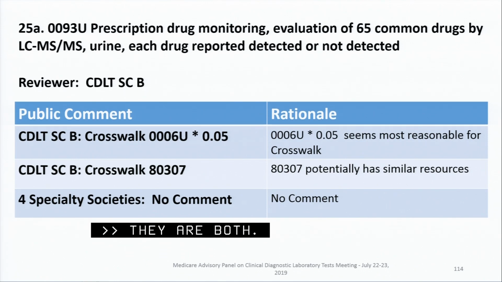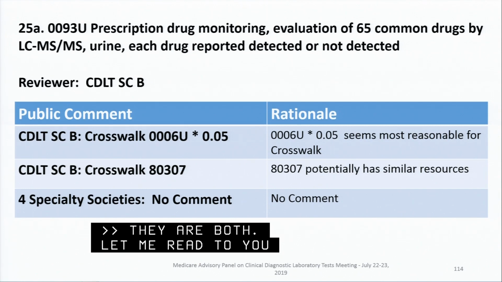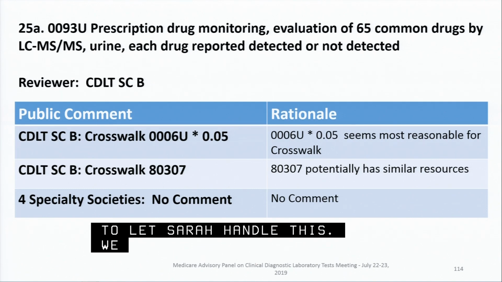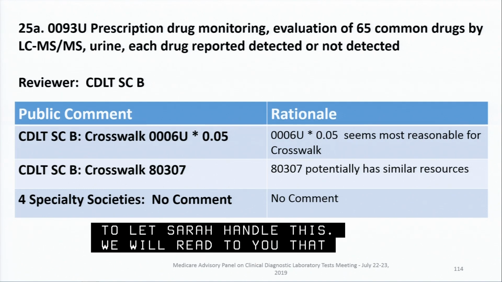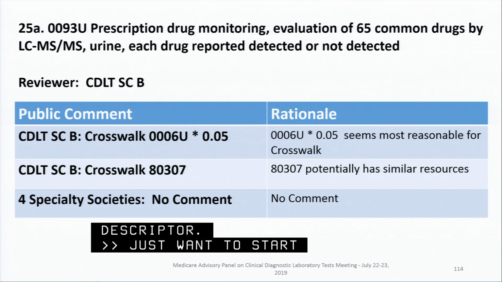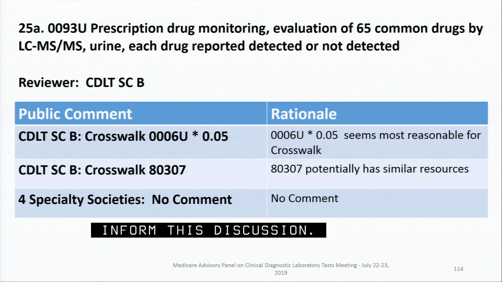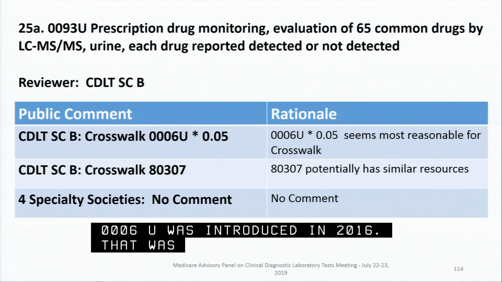Okay, I'm going to let Sarah handle this. G0483. We'll read to you the code descriptor. So I just want to start with the first question, though, because that'll inform this discussion. 0006U was introduced in 2016. That was crosswalked to G0483.